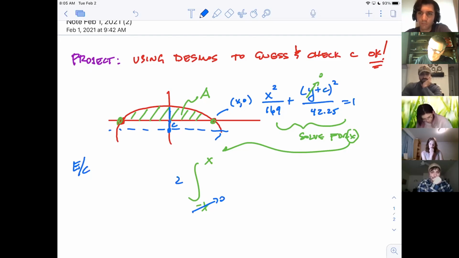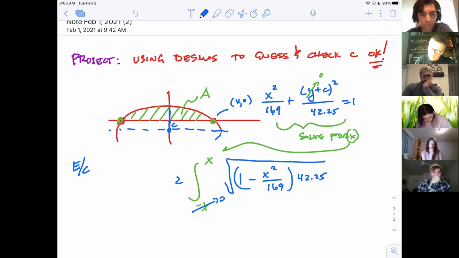So if I solve that for y, I would have 1 minus x squared over 169. And then I would multiply both sides by 42.25. And then I would square root both sides. And then I would subtract c, something like that. That's what y would be equal to.